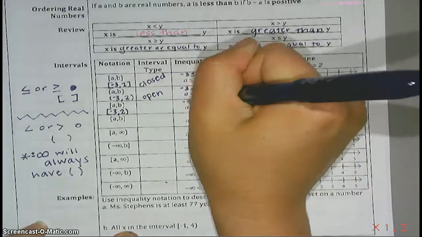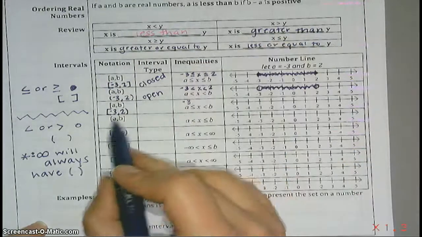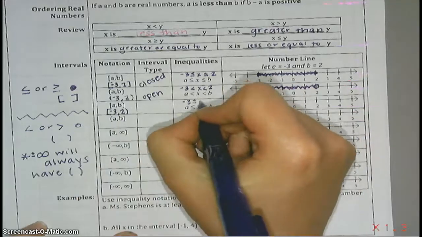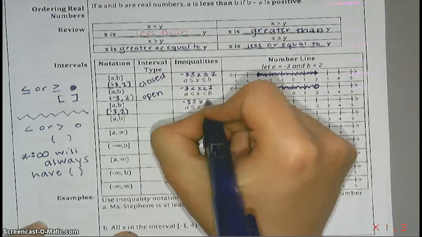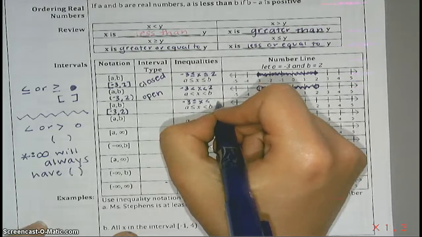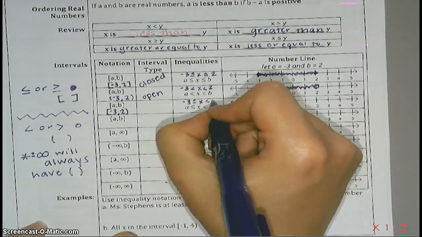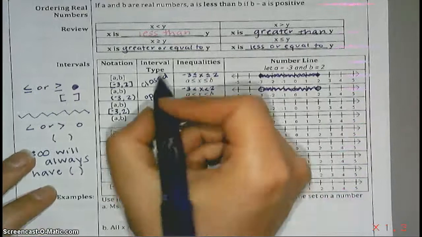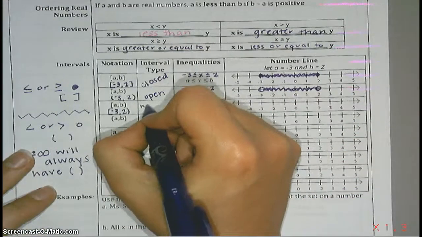Again, the same order with the inequality. Just make sure that you fill in the right symbol. Since this one has a bracket, it's going to be less than or equal to. Since this one has a parenthesis, it's going to be less than. Okay. Again, being an optimist, this is going to be half open.